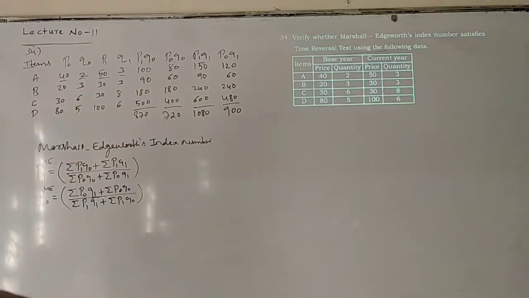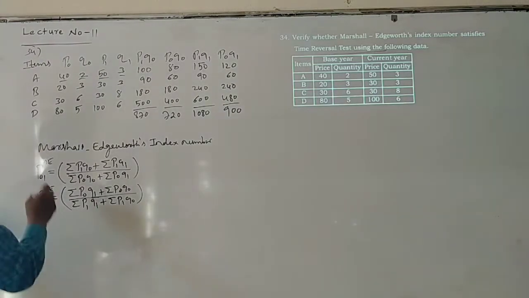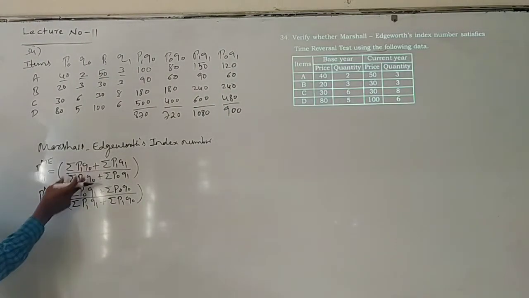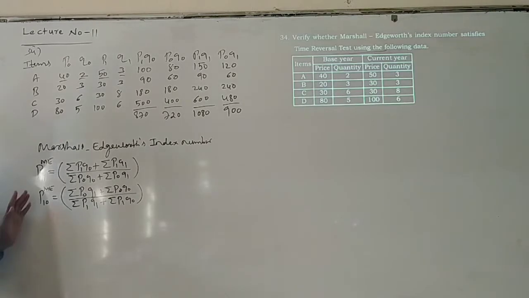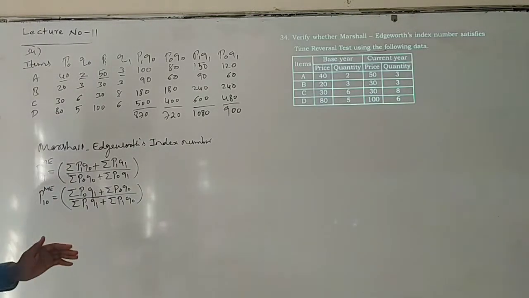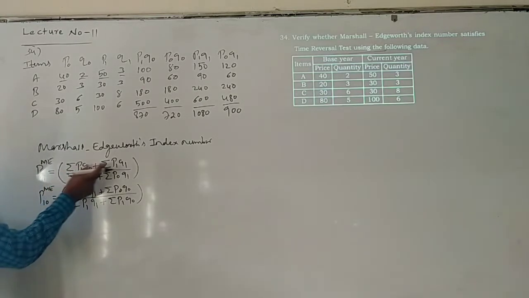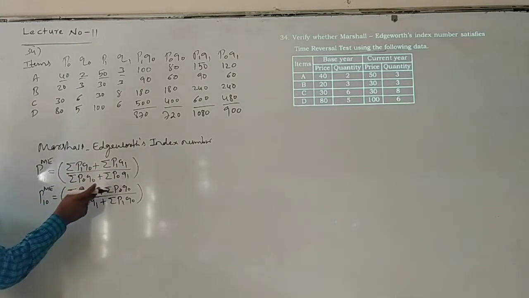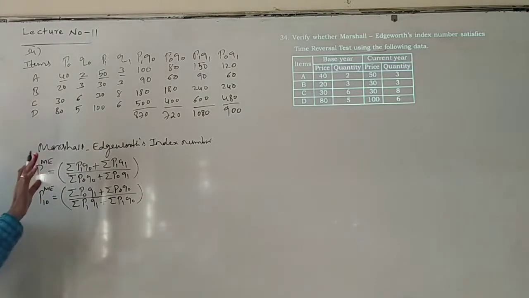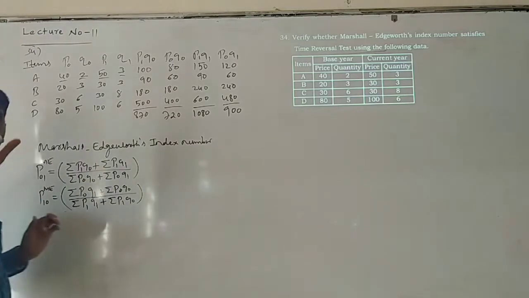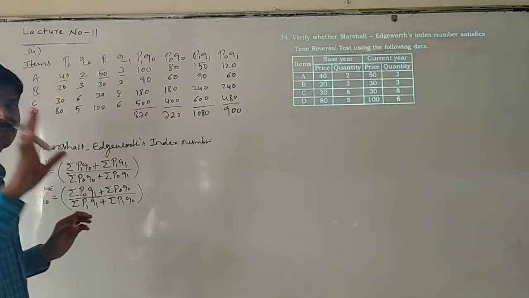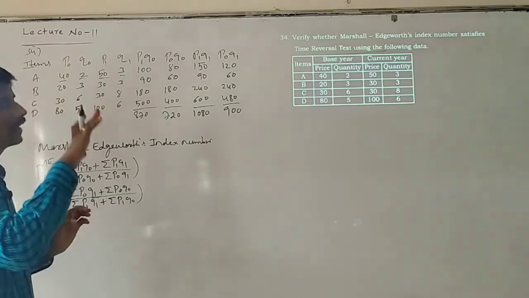Okay. Next, here the Marshall Edgeworth index number, that is P01 M. Here both the base year and current year quantities are taken as weights. The formula is sum of P1 Q0 plus sum of P1 Q1 divided by sum of P0 Q0 plus sum of P0 Q1. Not into 100 percent, because here P01 and P10 are pure ratios. They should not be expressed in terms of percentage while showing the TRT and FRT.